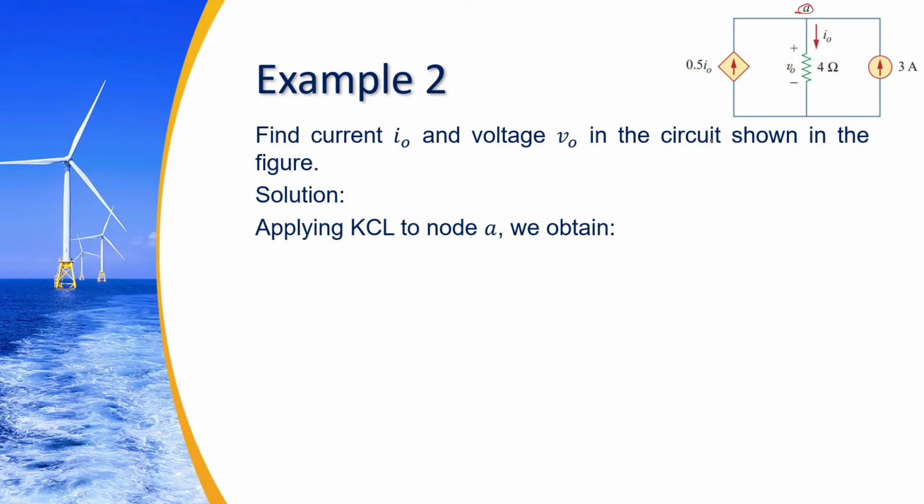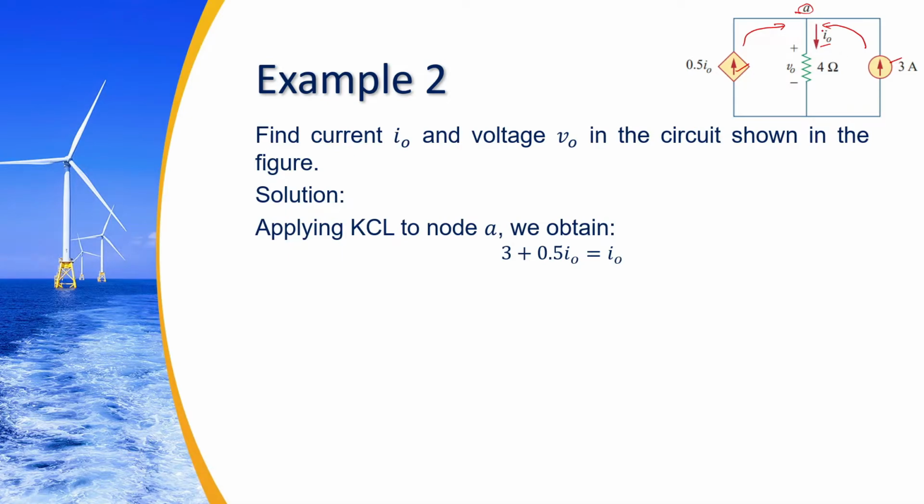When we apply KCL there, these are the current flows we will use: this flow, this flow, and this flow. So our equation is 3 plus 0.5 IO is equal to IO. How did that happen? Look at the direction of the current flow of the 0.5 IO and our 3 amp. Their direction is toward node A.